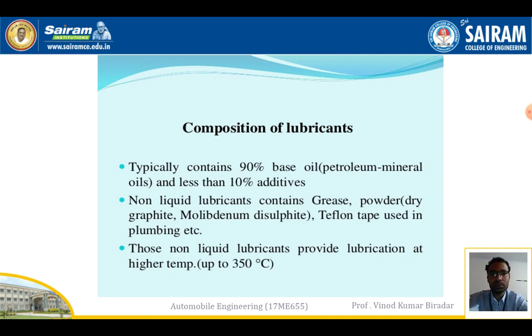How are lubricants made? What is the composition of lubricants? They typically contain 90% base oil and less than 10% additives. Additives improve the quality. The second type is non-liquid lubricants like greases, powders, graphite, and molybdenum disulfide. These non-liquid lubricants provide lubrication at high temperatures up to 350 degrees centigrade, and they are normally used in racing cars.